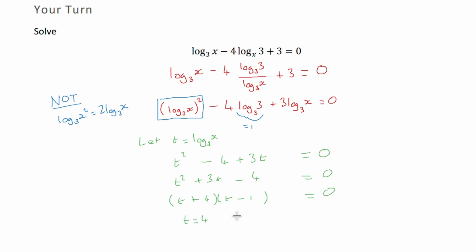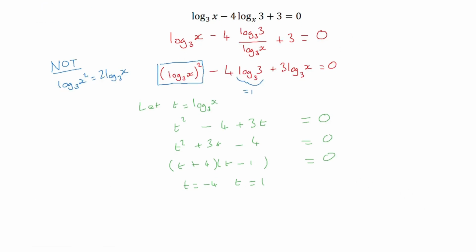So we get t is equal to negative 4, or t is equal to 1. But now we have to remember that t is not what we're after. What we're after is x, and t is equal to this. So we're going to resubstitute back in now. Log base 3 of x is equal to minus 4, or log base 3 of x is equal to 1.